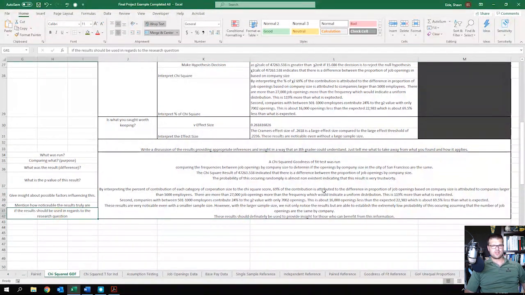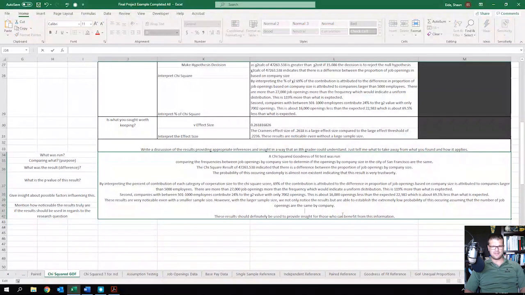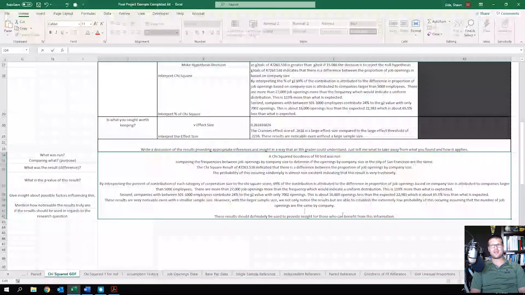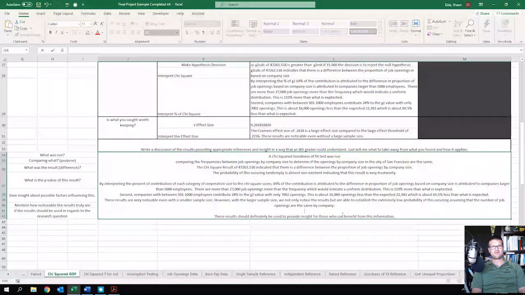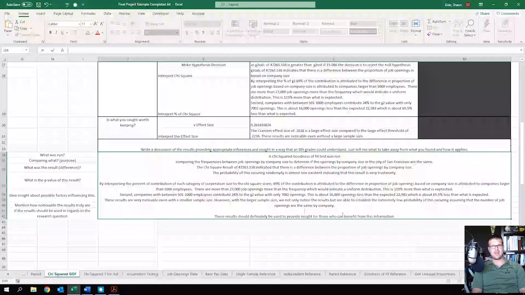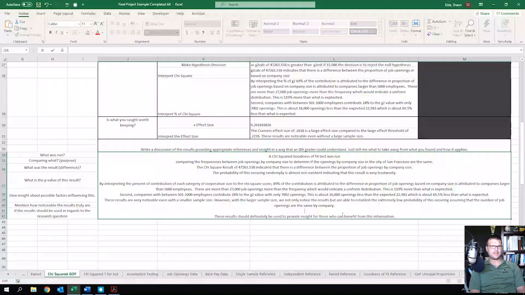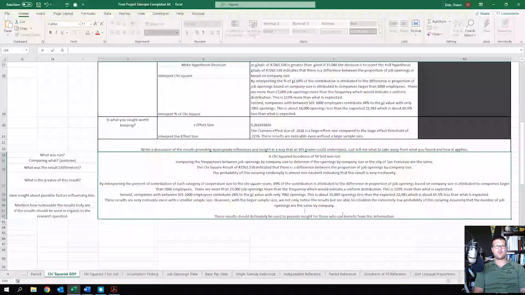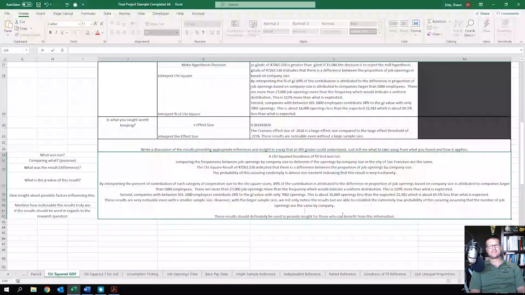Lastly, should I use this information? And this is really important because all the time we use information that we really shouldn't be using. For instance, if you have a p-value, a probability of getting this result, of 0.09, that means that you've got almost a 10% chance of being wrong.